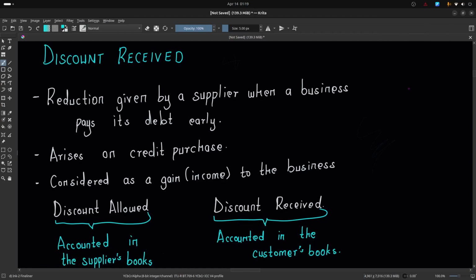Hello, today let us look at discount received. Discount received is basically a reduction given by a supplier when a business pays its debt early, okay? And it arises on credit purchases.